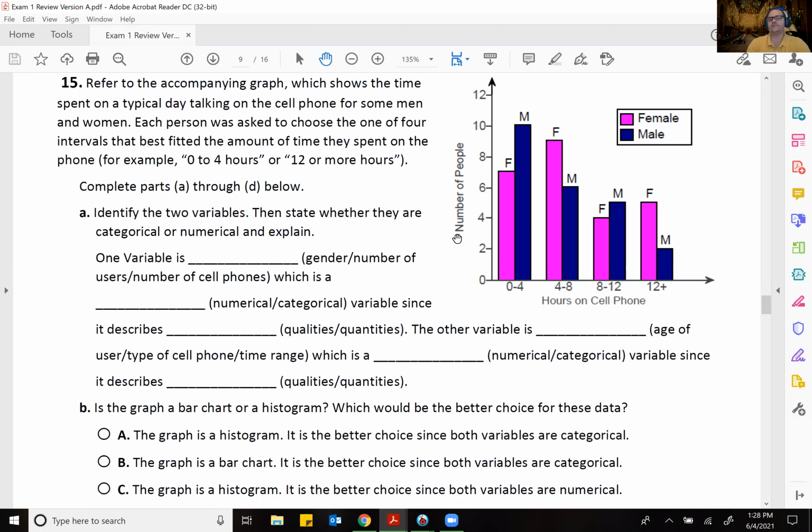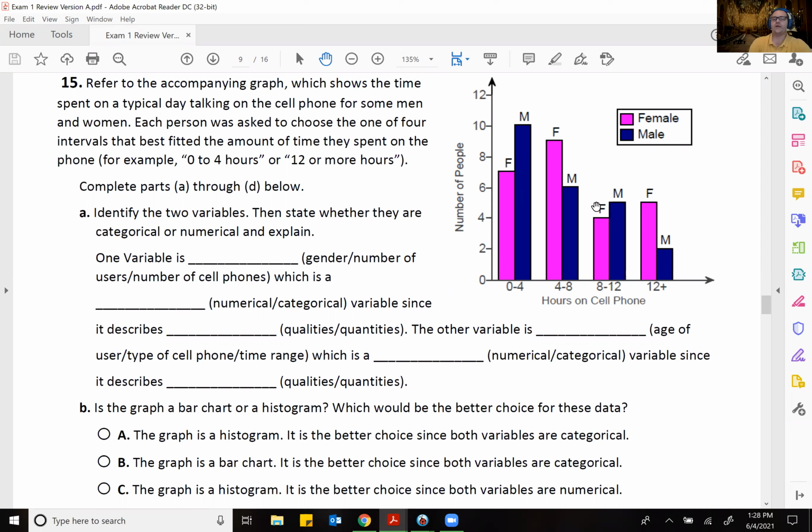Think of number of people as frequency. Is frequency ever one of our variables? No, it's something that we get from our variables. It's a result of our variables. Does that make sense? So number of users, number of people, frequency, they're all the same idea on this. This is a result of the variables that we're asking. Yeah, good question.